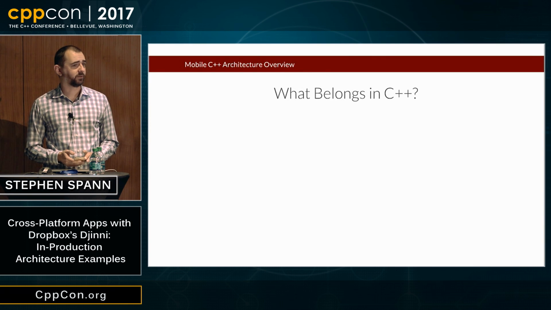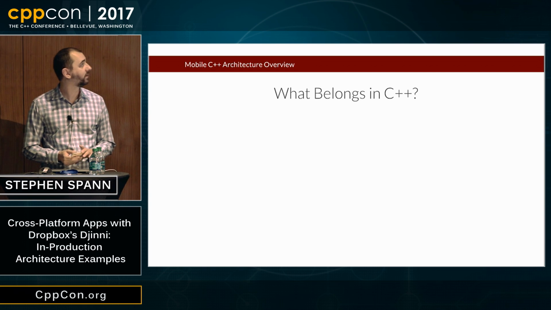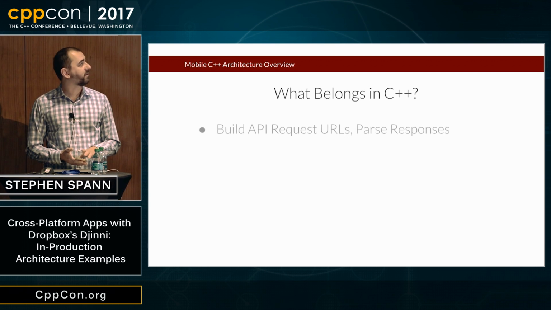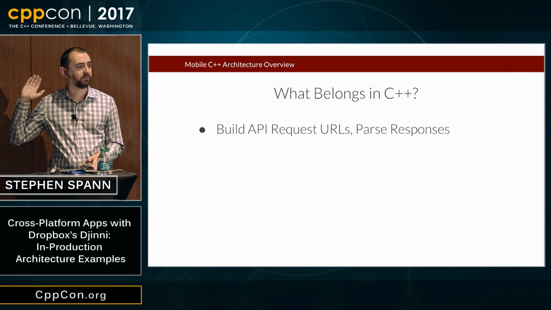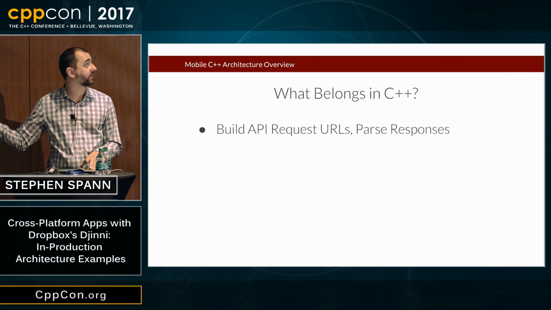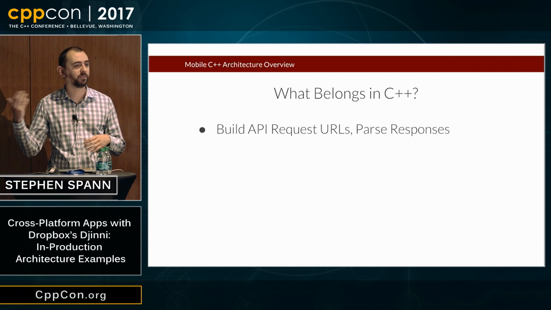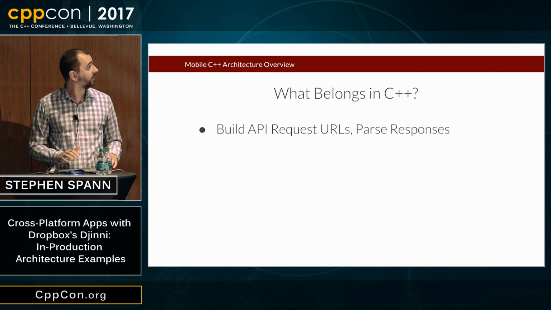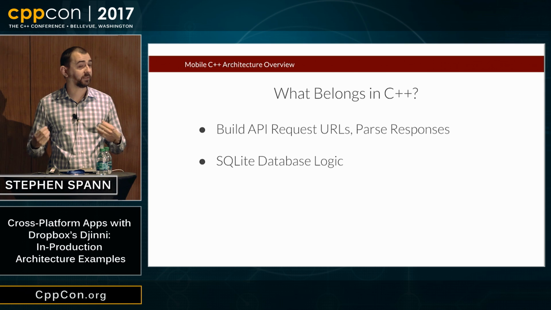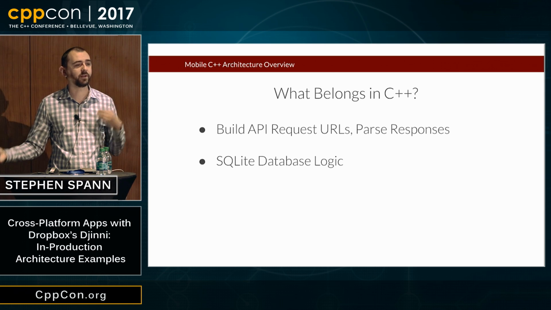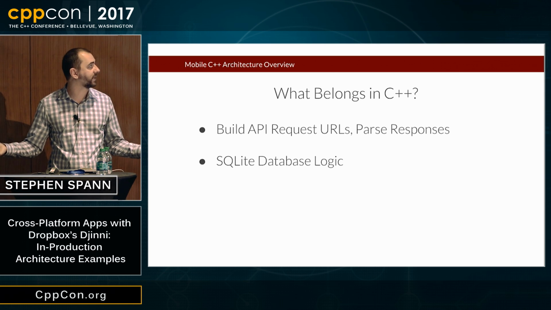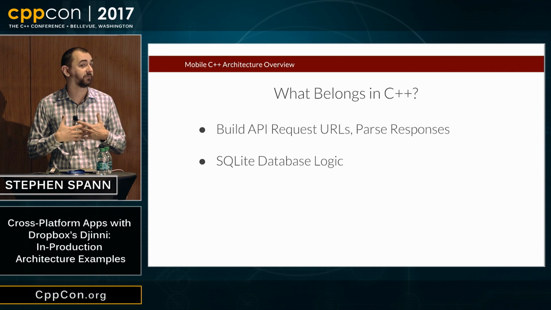Just a few quick bullet points about what should and should not go into C++. If you have your Cloud API requests and responses, it's a good opportunity for C++ to do that once and then send data to Objective-C and Java. Any sort of SQLite database logic: iPhone and Android both have access to SQLite, so we can handle all that in C++ if we want to.